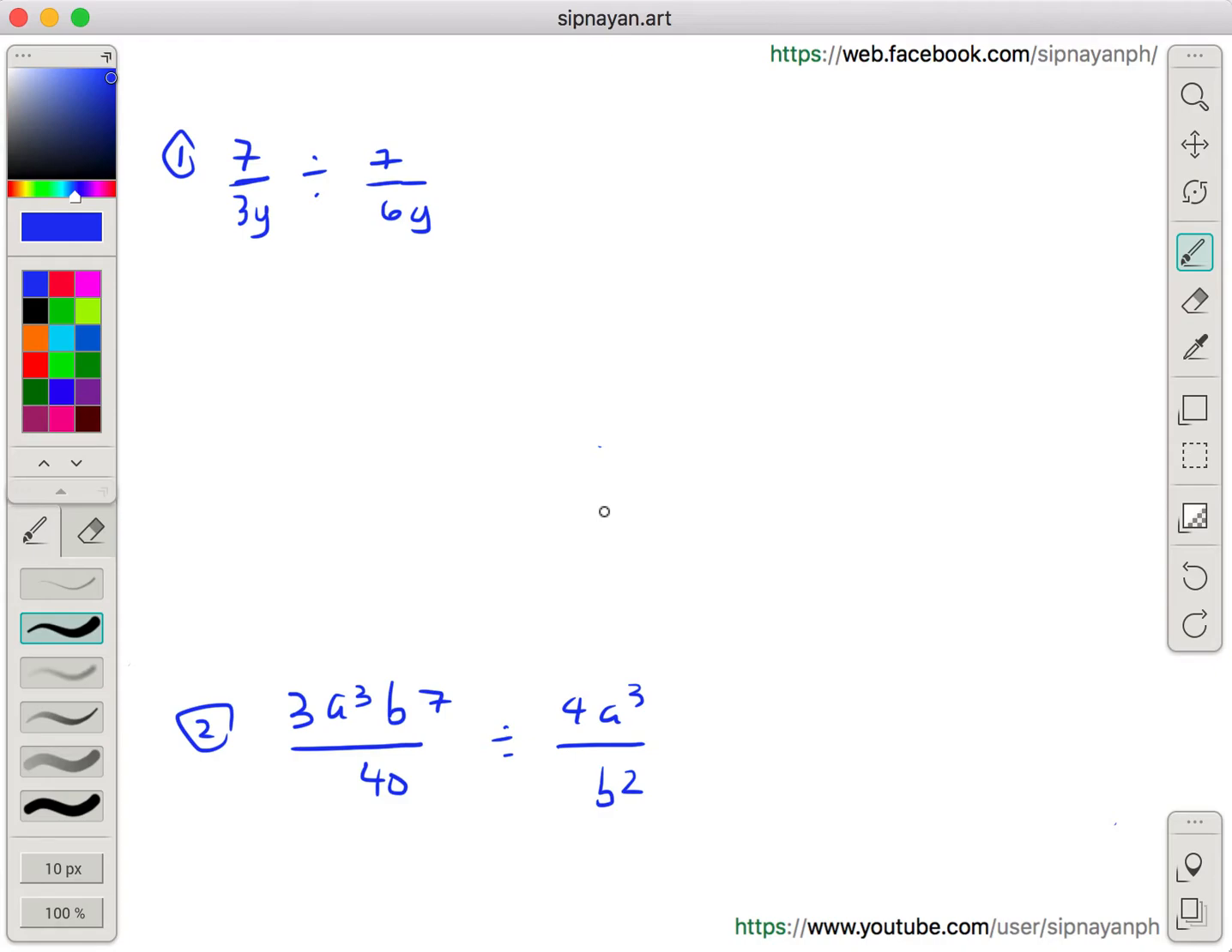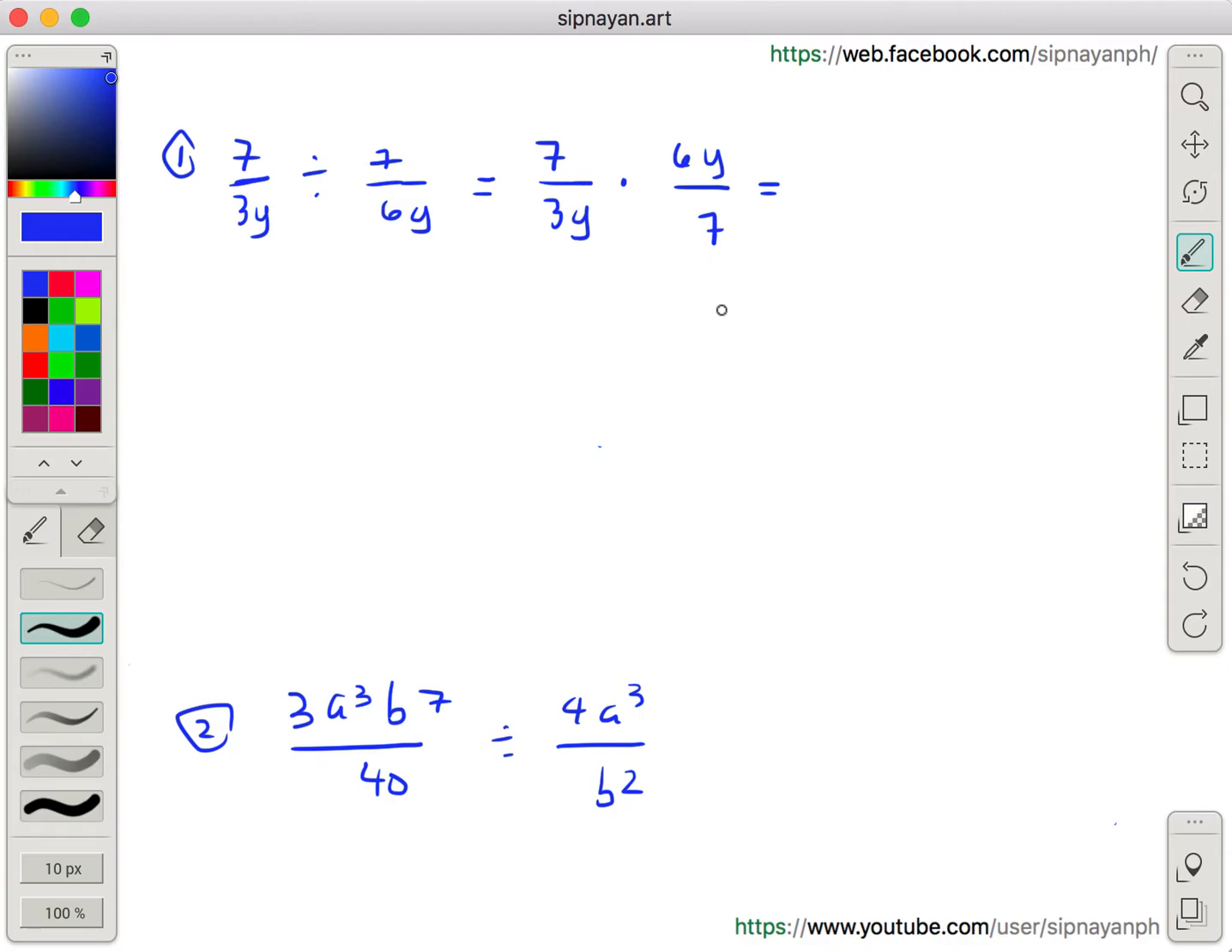And in this video, i-apply natin yung napag-aralan natin sa previous video, which was dividing rational numbers. So pag nag-divide tayo ng rational expressions, para rin tayo nag-divide ng fractions. Ang gagawin natin is kukunin muna natin yung dividend, we just copy 7 over 3y. And gagawin nating multiplication yung division, and we get the reciprocal of the divisor. So magiging 6y over 7.